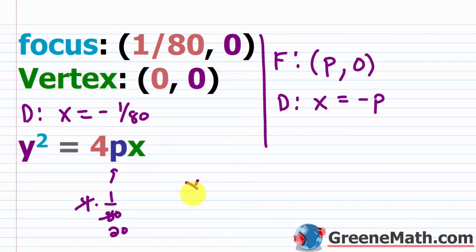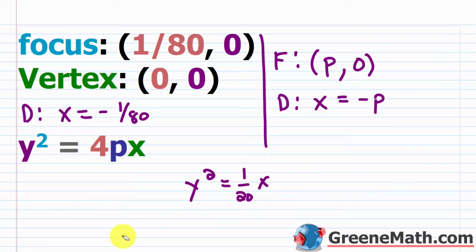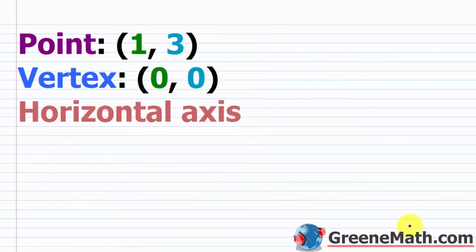So really, I could just say this is y squared equals 1/20 times x. If you want to solve this for x, multiply both sides by 20, and you would say that x is equal to 20y squared. Okay, so one more of these, and then we'll go to the more challenging scenario where the vertex is not 0, comma 0.